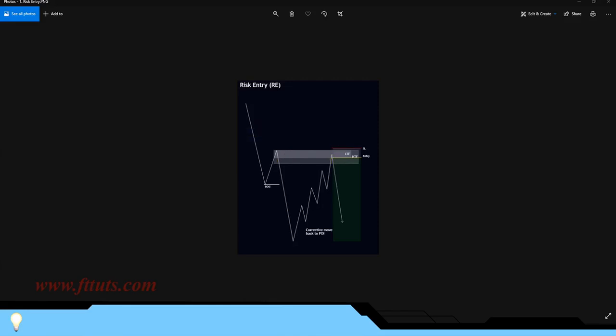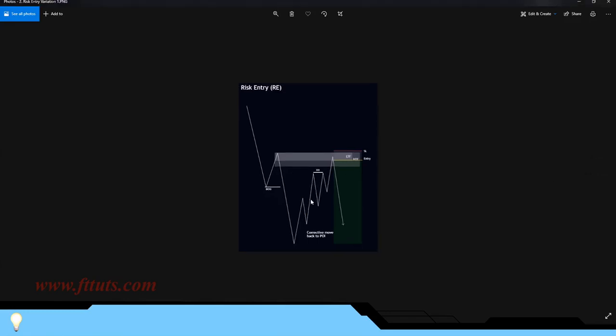Okay, so now let's take a look at other illustrations, different variations of a risk entry. Because we're entering in a low confirmation environment, we would like to see things like liquidity pools being created.